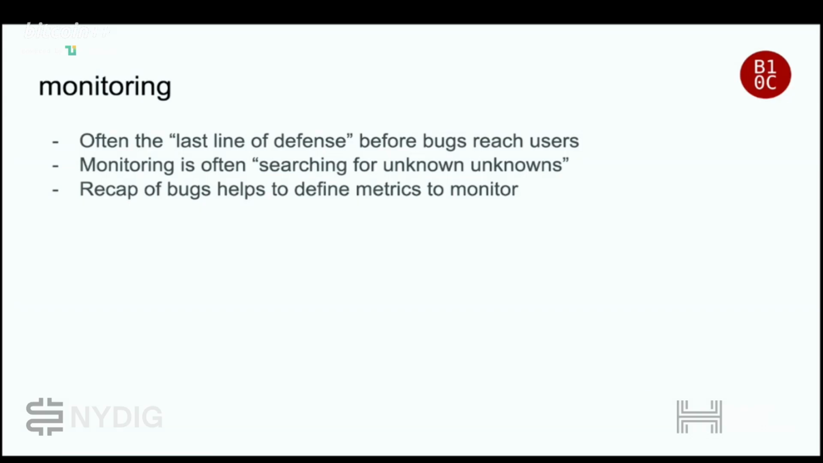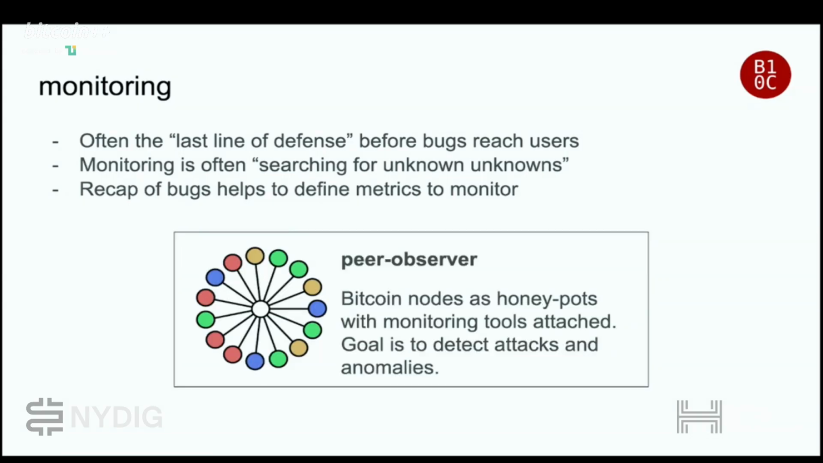And one of my tools is called Peer Observer. The idea is very simple. Run a bunch of Bitcoin nodes in the cloud or wherever, spread around the globe, and attach monitoring tools to them. The specific goal is to detect attacks and anomalies. Attacks, someone being malicious, and anomalies, where there is a bug in our code and it's not behaving as we would expect, not normally.